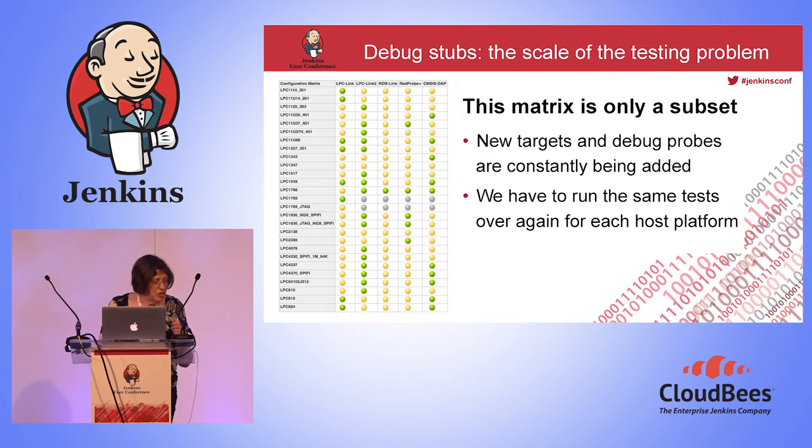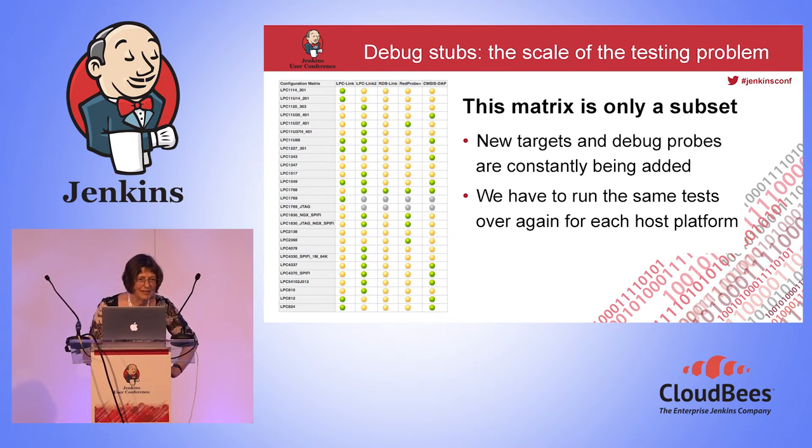So this is just to show you the scale of the testing problem. What you see here is a subset of the problem. The list down the side is different kinds of target microcontroller. Some of them are the same microcontroller with different additions, different flash memory or whatever on the board with them. And these are different kinds of debug probe, called imaginatively LPC Link, LPC Link 2, and similar names. We currently support five kinds, and some of those come in flavors because they have different kinds of firmware in them as well.